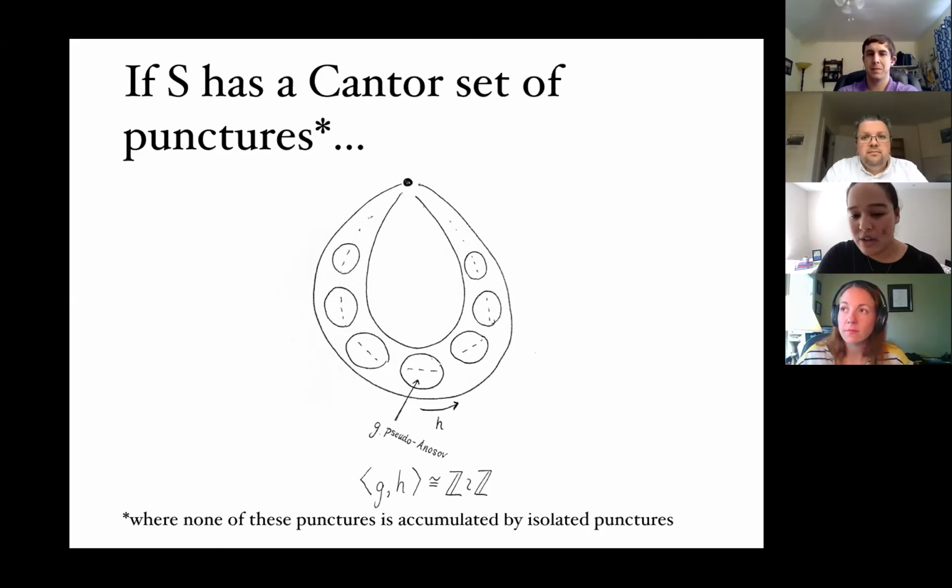And here you can either do, in my picture I drew a pseudo-Anosov there, but actually you could just take the curve bounding that disk like I did before for the punctures and just twist around that. And so these are going to be, again, this is my Z wreath Z.